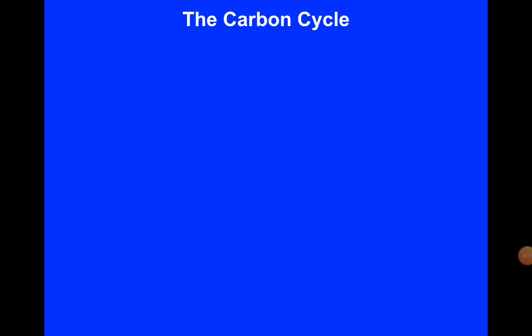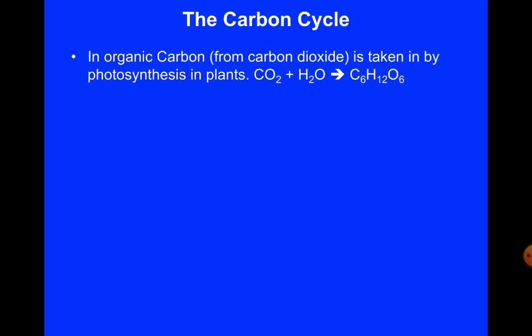Our next cycle is the carbon cycle. Well, how is carbon taken in? It is taken in the form of carbon dioxide with photosynthesis. And don't forget, what is photosynthesis? In a formula, CO2, carbon dioxide, plus H2O, water, makes glucose, C6H12O6, the energy in plants.